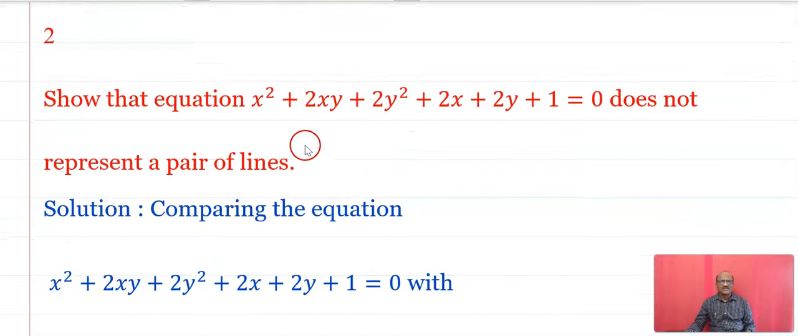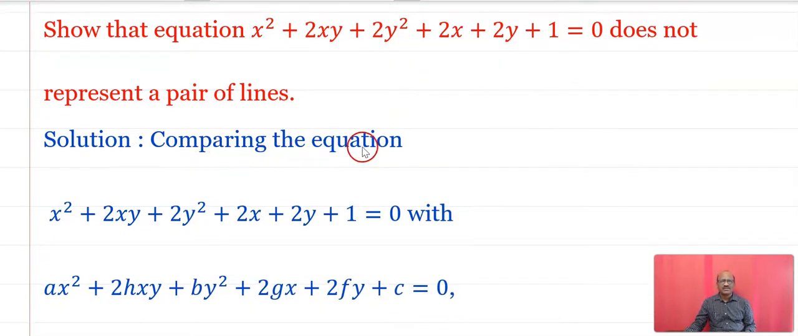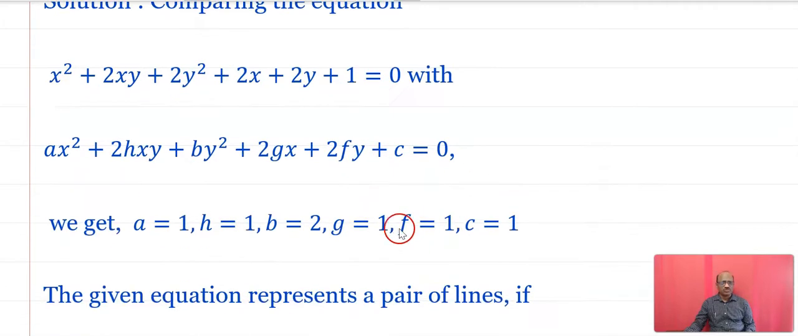Now the next question. Show that equation x square plus 2xy plus 2y square plus 2x plus 2y plus 1 equals 0 does not represent a pair of lines. Now comparing this equation x square plus 2xy plus 2y square plus 2x plus 2y plus 1 equals 0 with ax square plus 2hxy plus by square plus 2gx plus 2fy plus c equals 0.